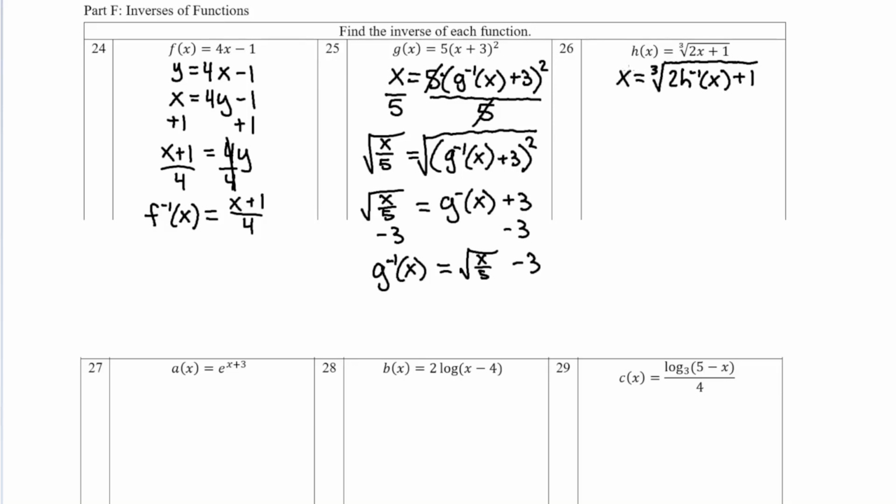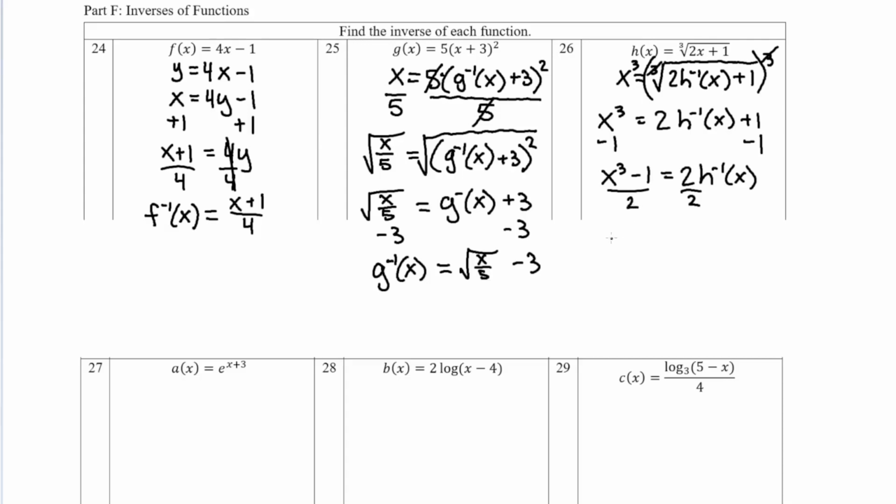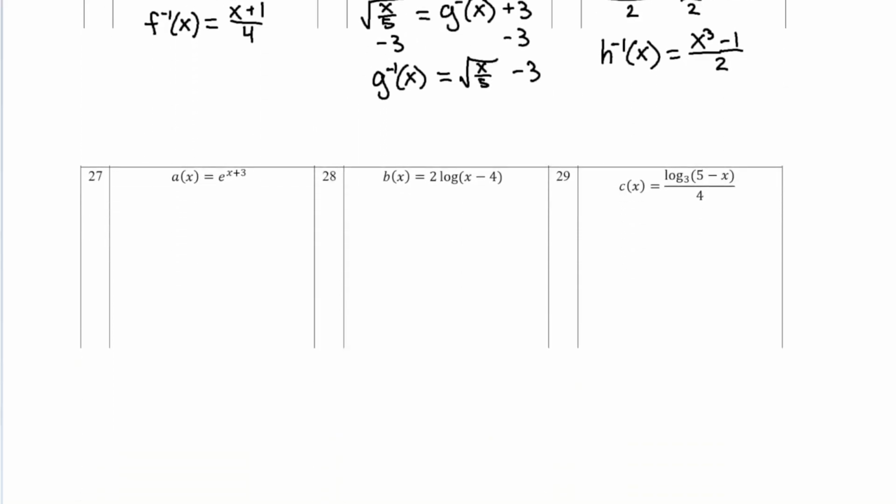And again, I'm going to cube both sides. And the root and the exponent cancel. We get x cubed equals. And now I have a coefficient and a constant. Of course, remove the constant first. And then the coefficient. And that's our inverse function, x cubed minus 1 all over 2. All right, let's finish this off.